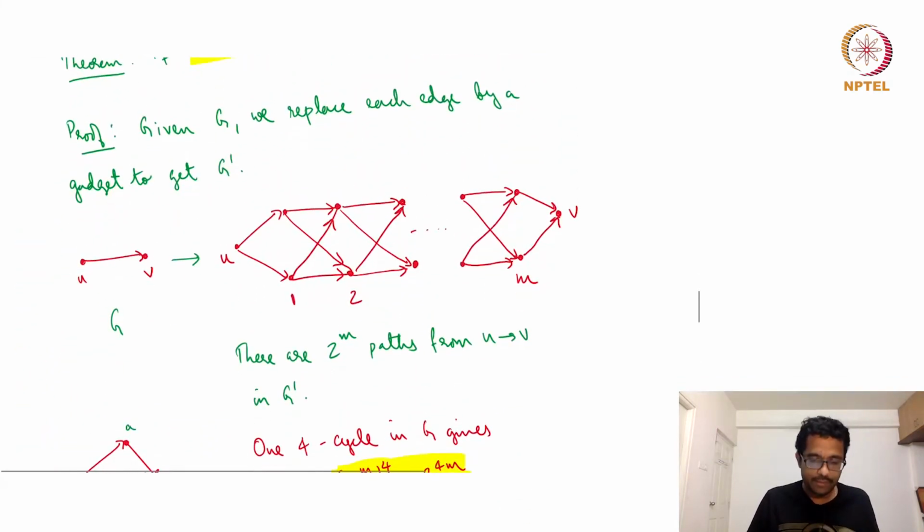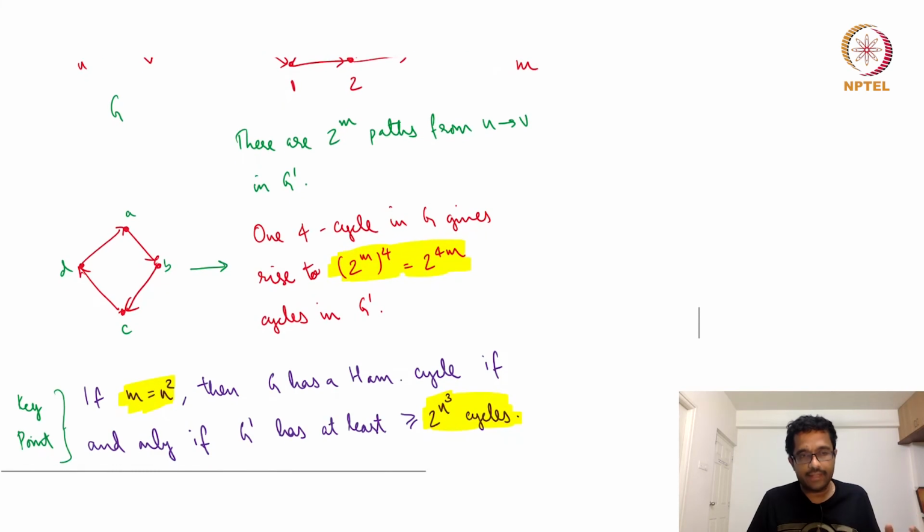Again, the idea is very simple. Every edge is replaced by this network. So the network gives rise to a lot of options. Every cycle of a certain length k gets replaced by 2 power mk cycles in G prime. So if G has a Hamiltonian cycle, then we get 2 power n cubed cycles in G prime, where we choose m to be n squared.